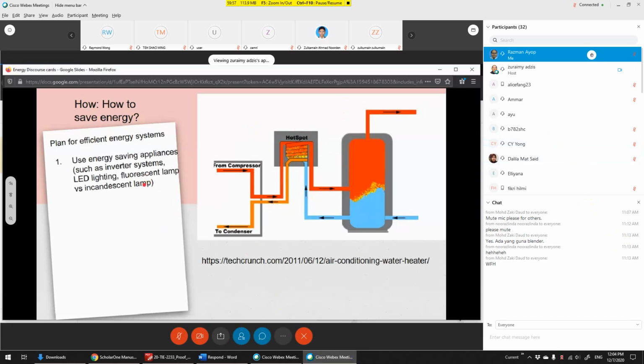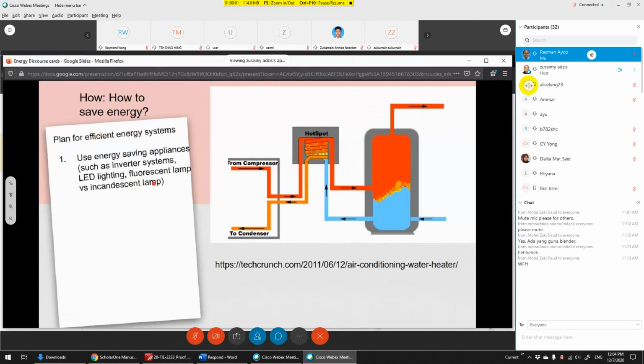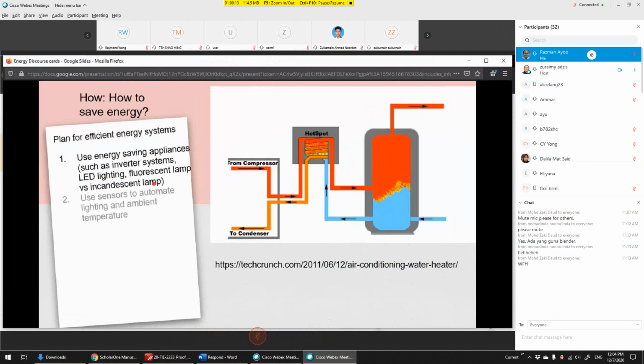Incandescent lamp, 70% of its power is turned into heat. So only 30% of the power used is turned into lighting. Right? And furthermore, the light is not really white. It's warm white. Okay. So warm white, cool white, there's a difference.